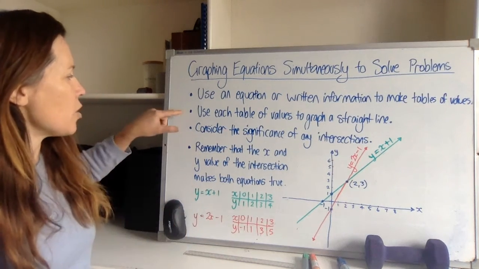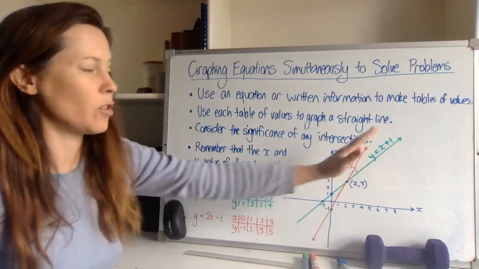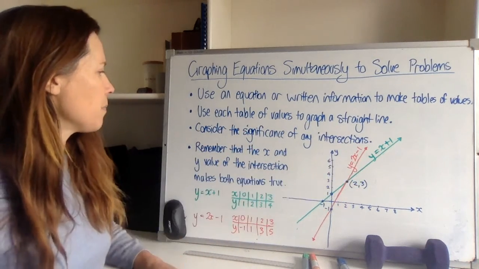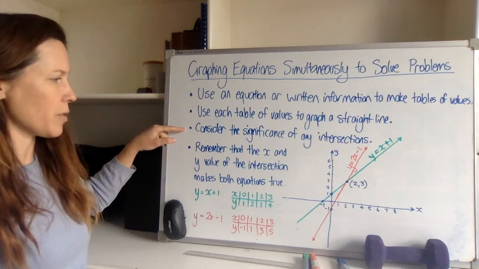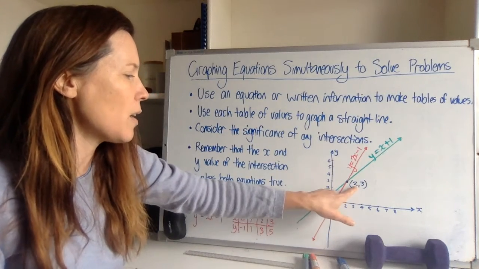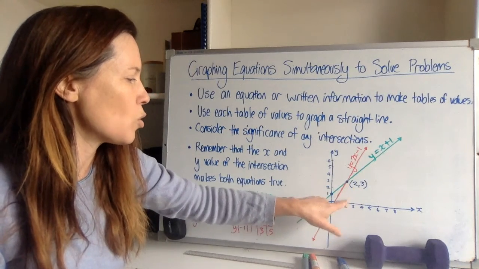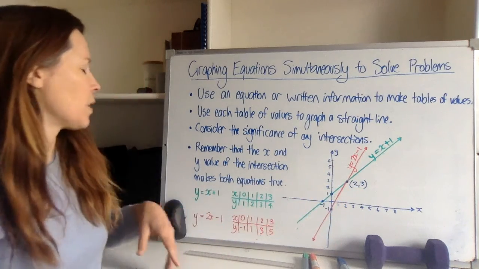Okay, so we can use each table of values then, once we've made them, to graph a straight line. We've done that. Then we can consider the significance of any intersections. All right, well, let's identify where the intersection is of these two lines. It's right here at this point, and this is the point 2, 3. So we've labelled that as a key point.